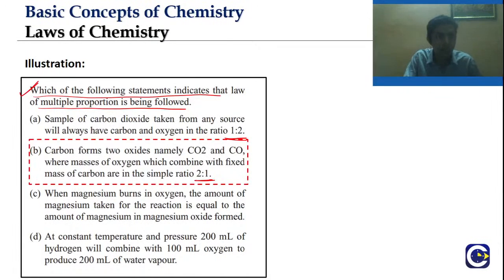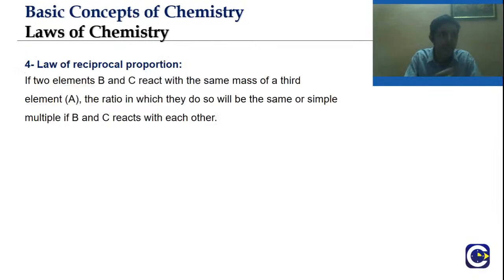When magnesium burns in oxygen, the amount of magnesium taken for the reaction is equal to the amount of magnesium in the magnesium oxide formed. Yes, this is also true. However, this is not the law of multiple proportion. It is the law of conservation of mass. At constant temperature and pressure, 200 ml of hydrogen will combine with 100 ml of oxygen to produce 200 ml of water. This is something else, which we may look at ahead: the law of reciprocal proportion.